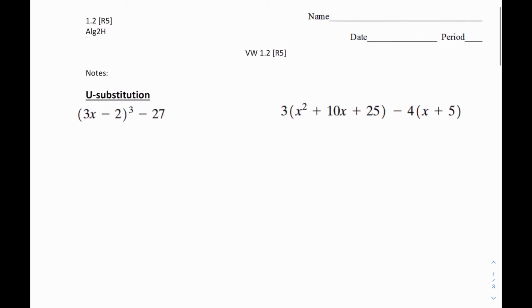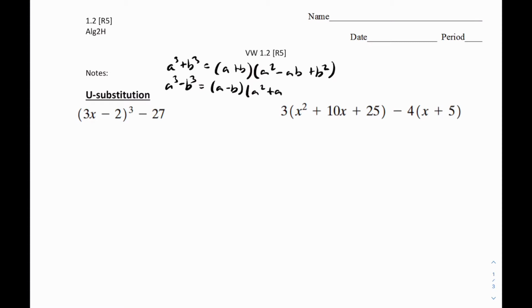So recall from class that we found that a cubed plus b cubed factors to a plus b multiplied by a squared minus ab plus b squared. And a cubed minus b cubed is equal to a minus b multiplied by a squared plus ab plus b squared. And we're going to use that here.